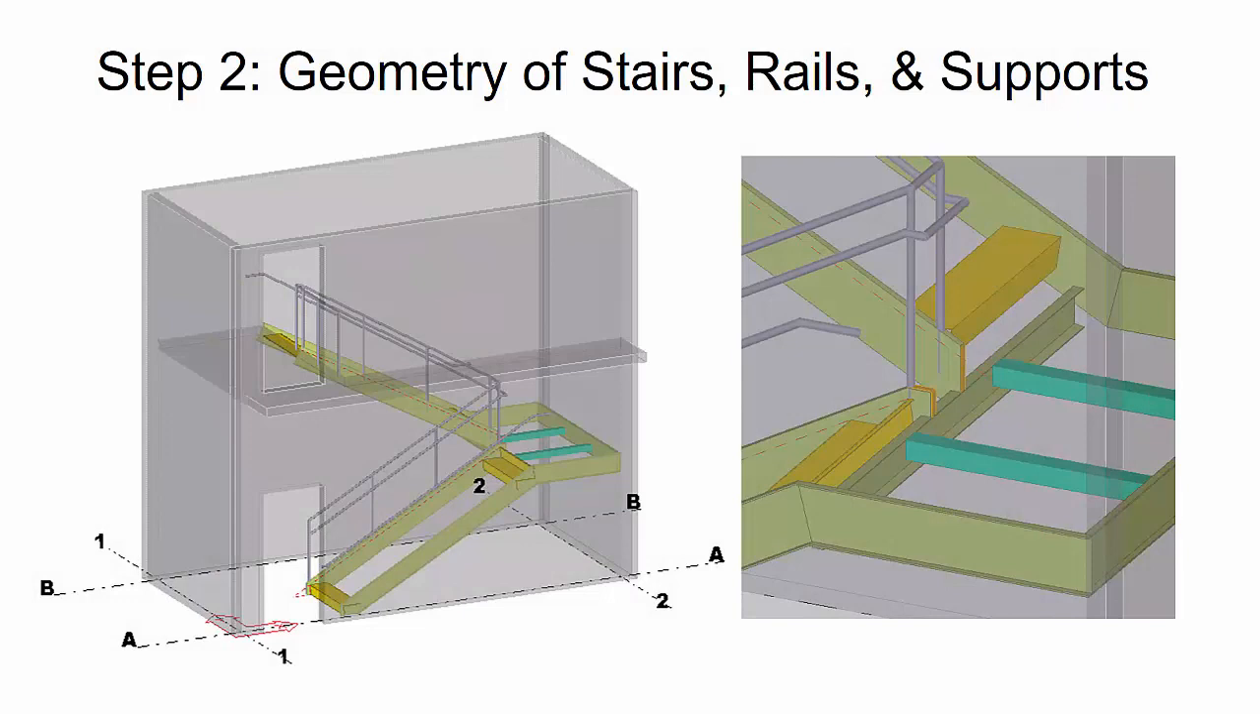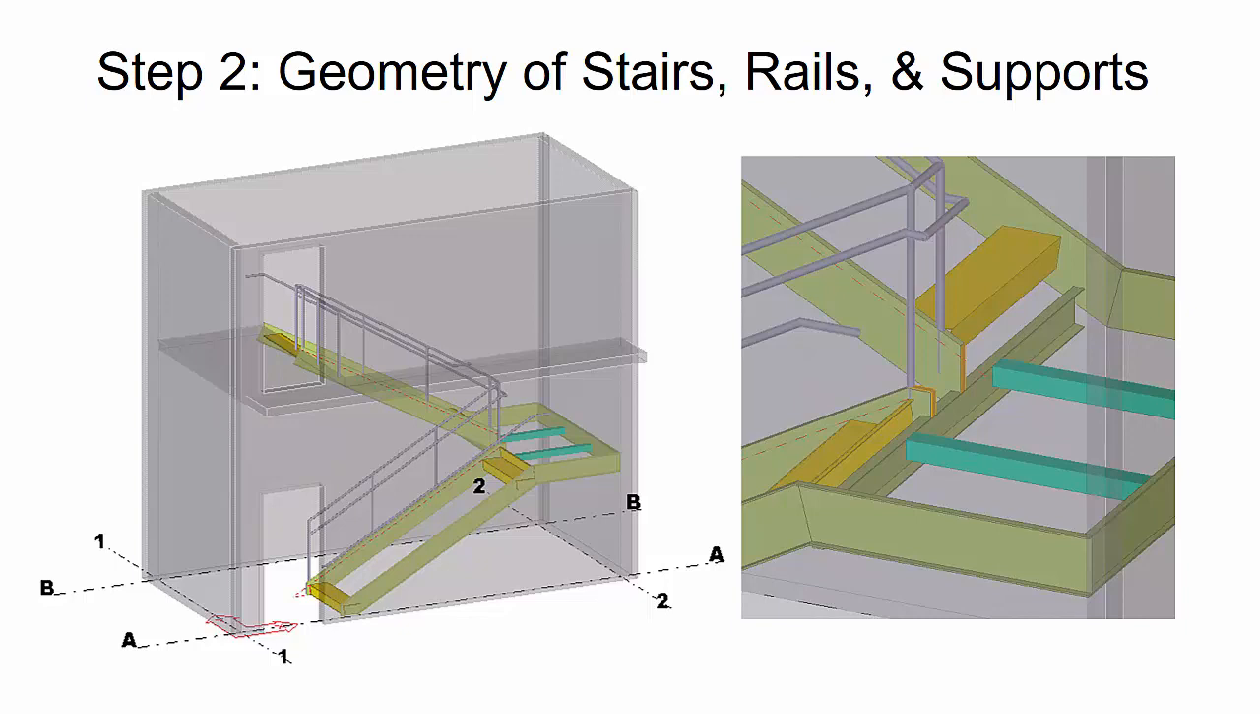Now in step 2, I start laying out the geometry of the stairs, rails, and supports. I'm not fully detailing all of the stair. Now what a lot of people do in the 3D modeling systems is they'll use the components that are built in and they start fully applying all of the detailed stair and rails and everything in the model.